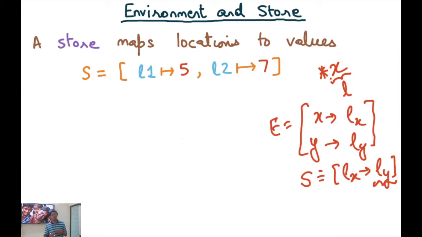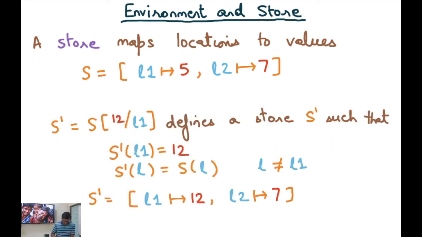This kind of pointer-based syntax is not possible to do with just mappings from variables to values. You need the idea of locations, and then you map variables to locations and locations to values. Moreover, we are going to have another notation to represent updates to the store. For example, S[12/L1] means that whatever the store is, in that store just assign the value 12 to location L1.